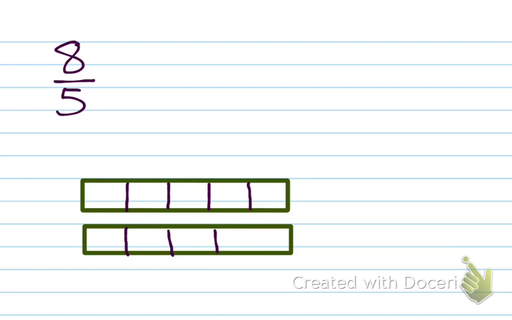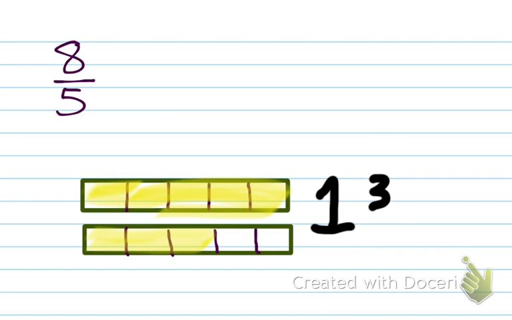5 equal pieces. Now the numerator tells me how many pieces I have or that are shaded or whatever. So I need to shade 8 of them. So there's 5, 6, 7, 8. So now I have 8/5. And with my model, it is easy to see that I have 1 whole and 3/5 shaded, right? So I have 1 and 3/5.